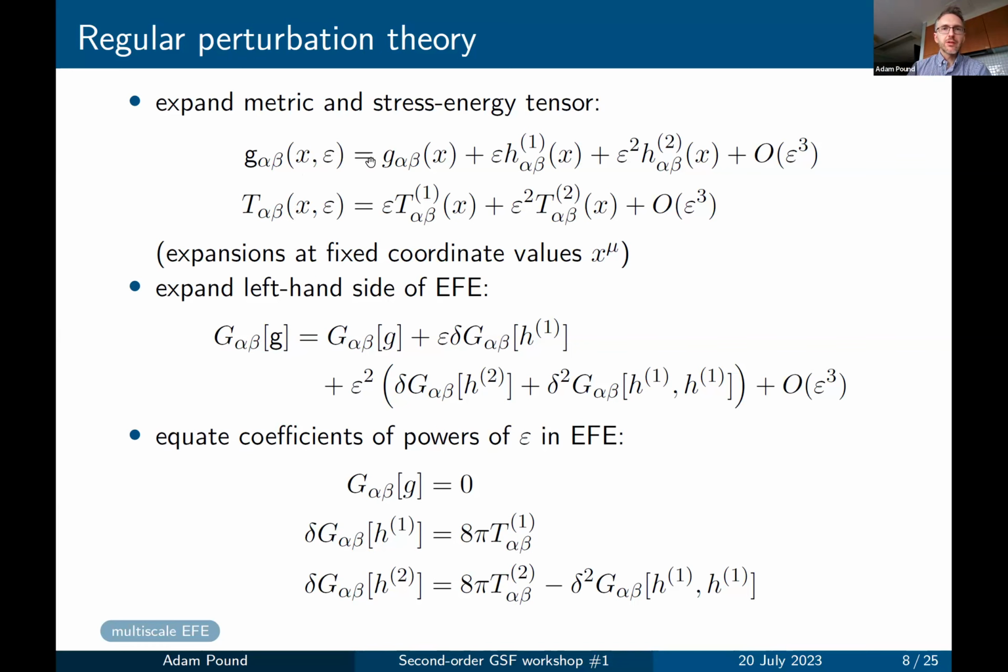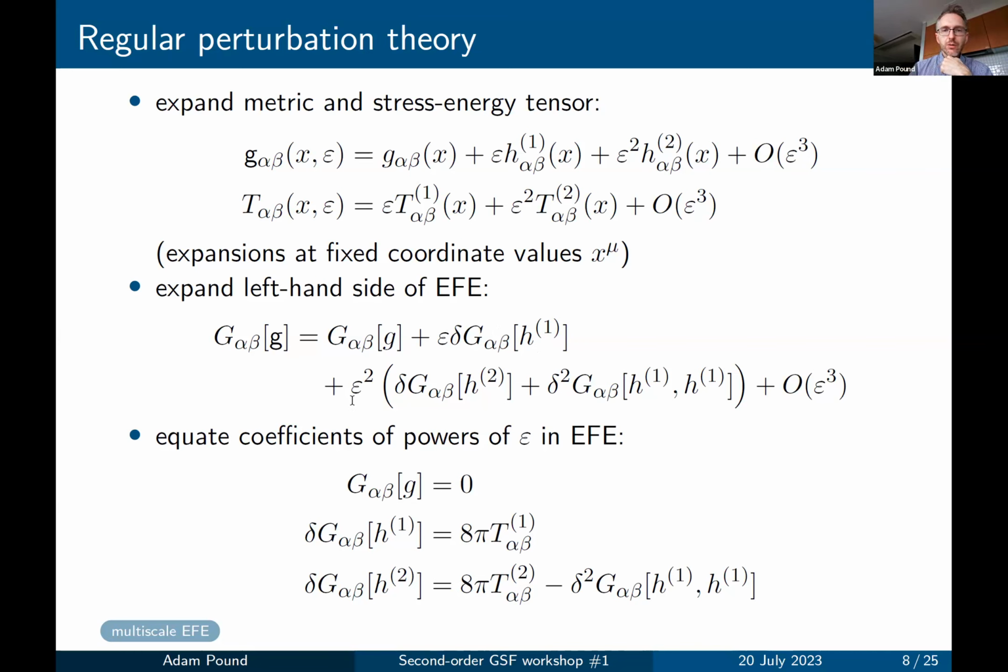Now, if you have an expansion of your metric that looks like this, then if you substitute that into the left-hand side of the field equations and expand everything out in powers of epsilon, then you get a leading order term that is just the Einstein tensor of the background metric, plus the term that I would guess everyone on this call is familiar with, which is the linearized Einstein tensor constructed from this first order perturbation.